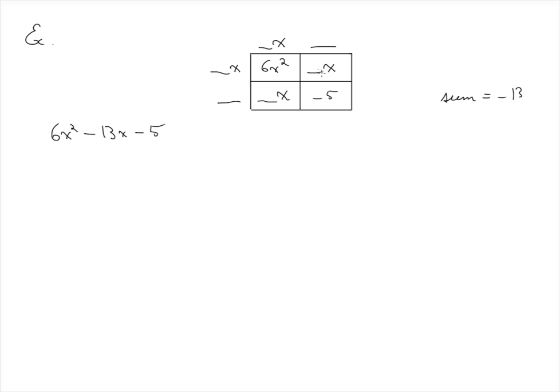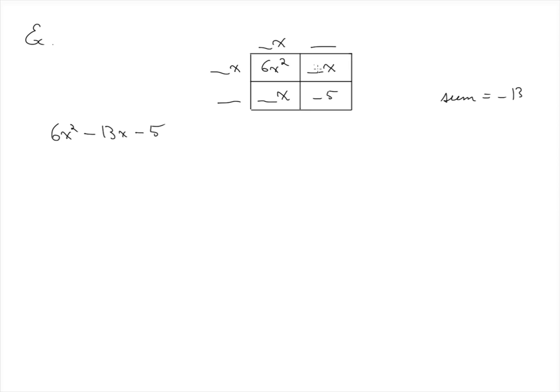Well, turns out that the product of these two numbers has to be the same as the product of these two numbers, minus 5 and 6, which in this case is minus 30. So the product of these two numbers is the same as the product of these two numbers. You can go back to our previous two examples and check that.